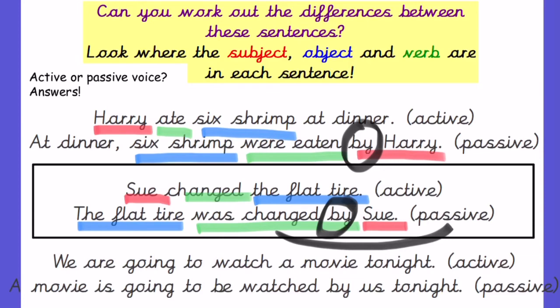In the last example, we're going to watch a movie tonight, or a movie is going to be watched by us. We are the people going to be watching it. Now, in the passive voice, it changes to us, by us. We can't say by we, so we say by us. It means the same. It's just a different pronoun. Then I'm looking for my verb, which is watch. And I can see that the top one must be active because it's got the subject first and the object, the movie, is second. And the passive voice sentence, movie, is first, which is the object.